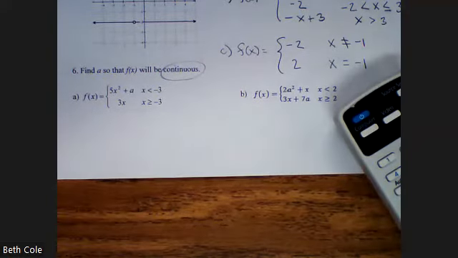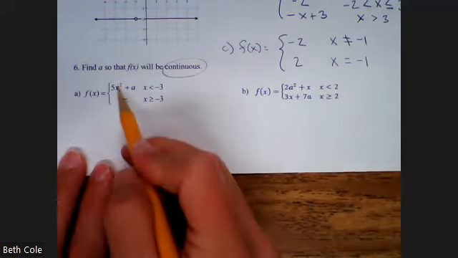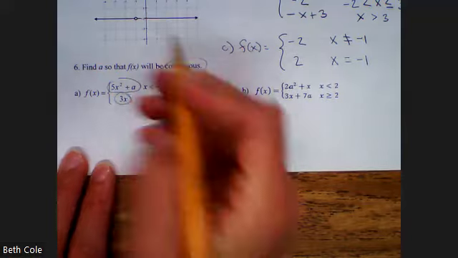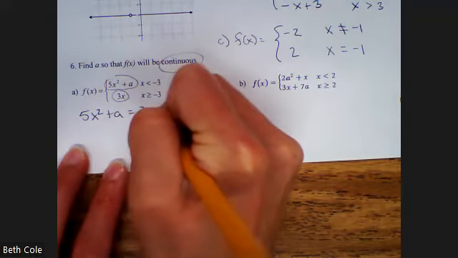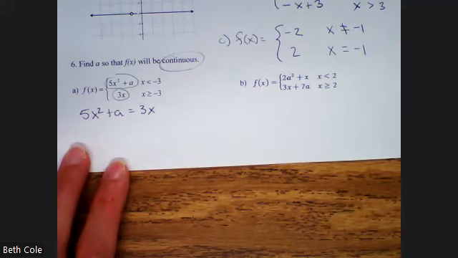If you want the two pieces to meet up, what should you do with their equations? If you want them to link up, make them equal each other, okay? That's literally all you're gonna do. You're gonna take this piece and make it equal this piece. 5x squared plus a equals 3x. You set them equal. You want them to link up, set them equal.